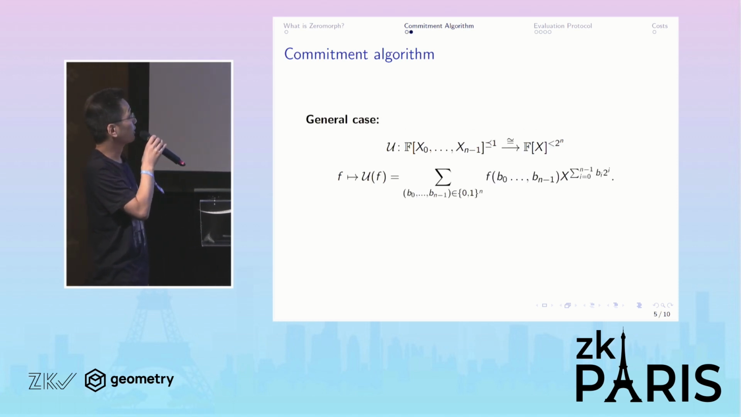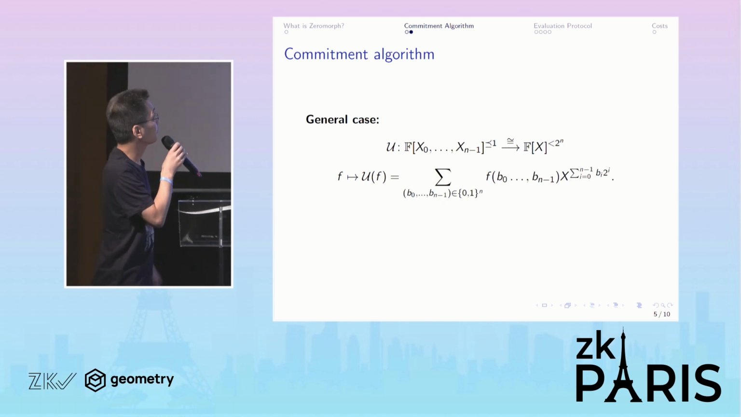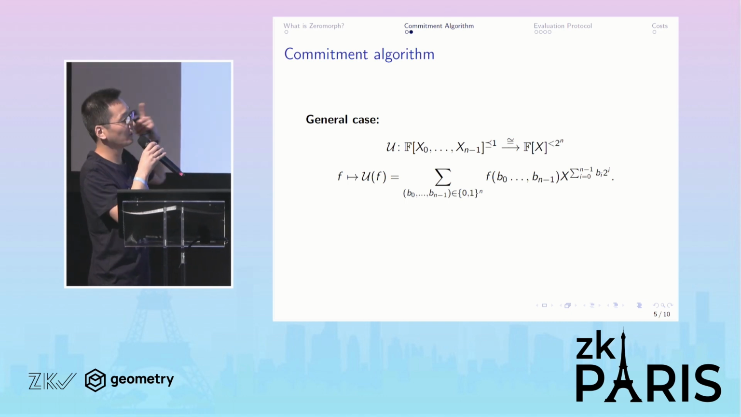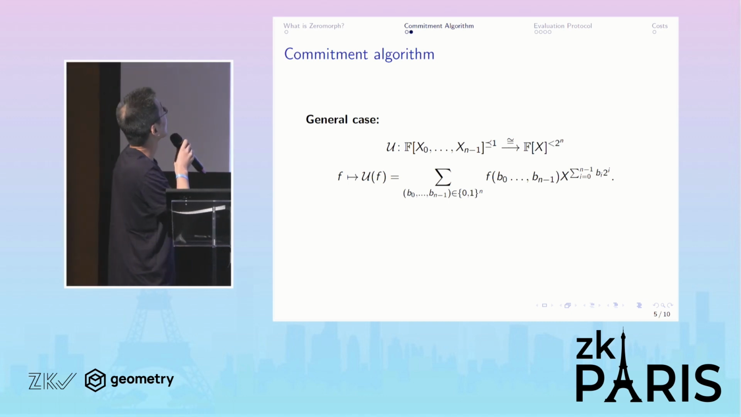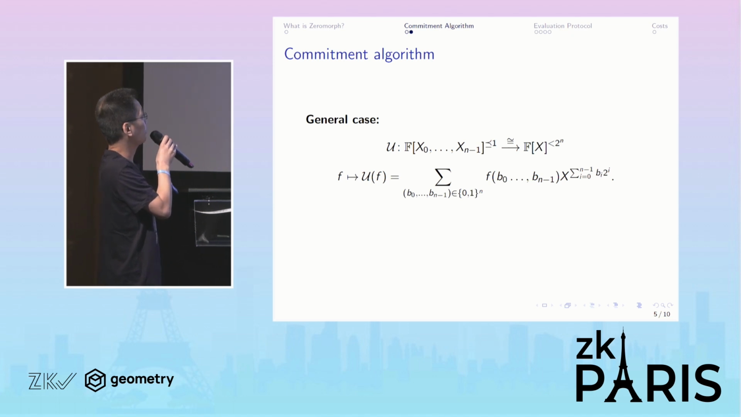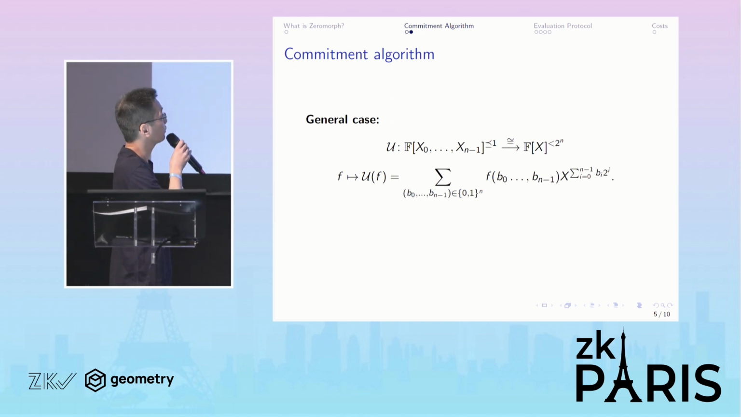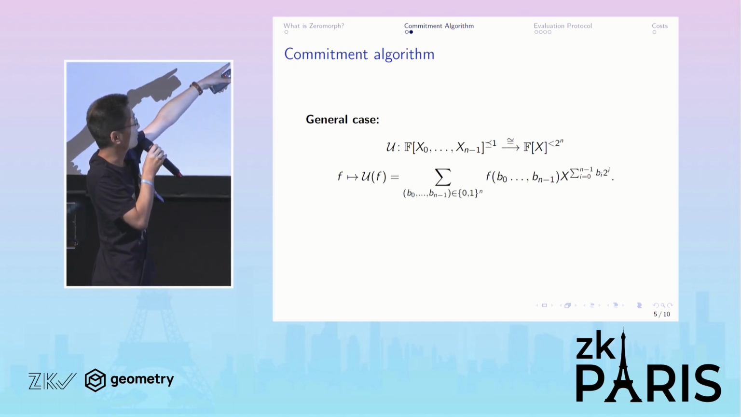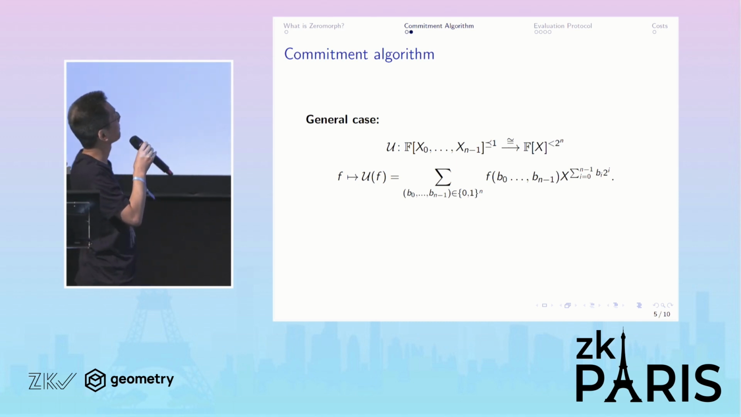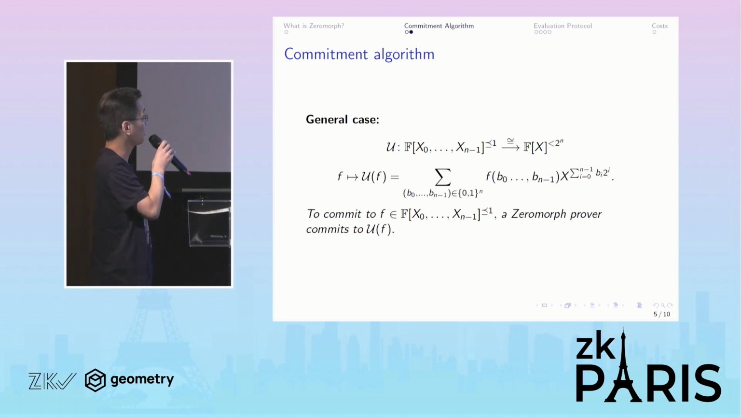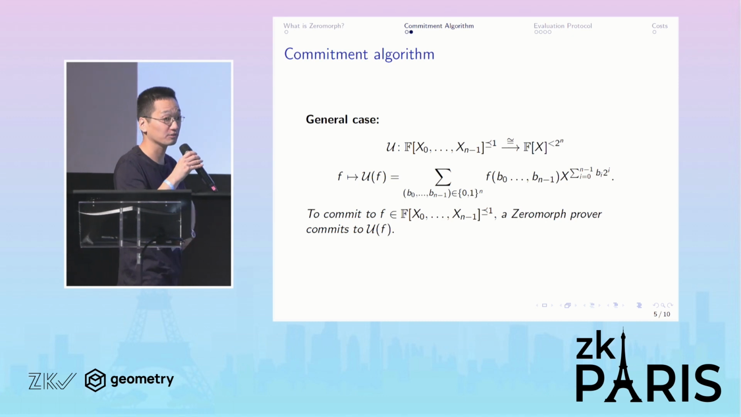For the general case, we have this isomorphism, and we call it curly U to remind ourselves that this is a univariatizing process. In the general case, the multilinear polynomial f is mapped to the univariate polynomial U of f. The coefficients are the evaluations over Boolean points, f of b0 to b n minus 1, and we place each at the coefficient of the corresponding degree. To commit to the multilinear f, a Zeromorph prover commits to U of f using a univariate commitment scheme.